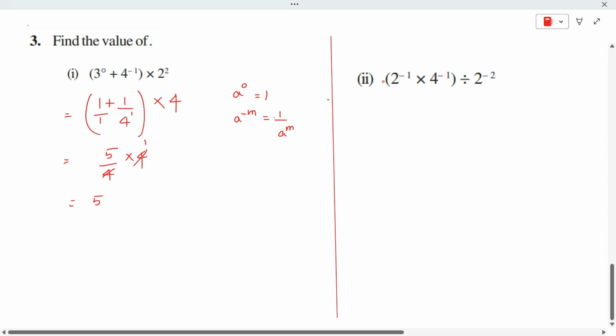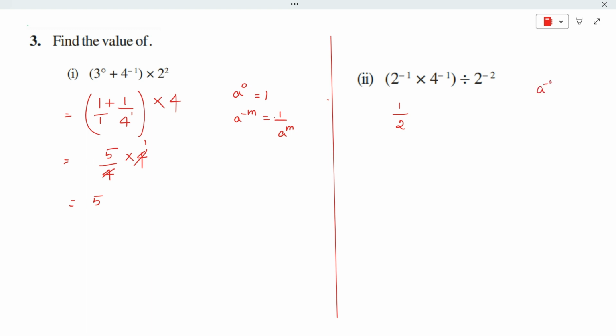Now, 2 power minus 1 is written as 1 by 2. As you know, a power minus m is equal to 1 by a power m, isn't it? So 4 power minus 1 is written as 1 by 4 power 1, or I can simply write 1 by 4 instead of making a power 1. Divided by 2 power minus 2 is 1 by 2 square. So first I have rewritten everything in terms of positive powers.